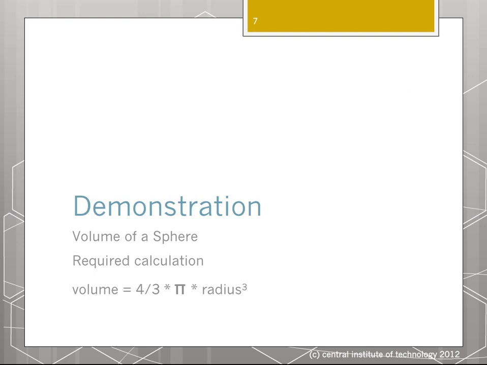So now we're ready for the demonstration, which is going to be about calculating the volume of a sphere. The required calculation is here on the slide, which is volume equals 4 divided by 3 times pi times radius cubed. This demonstration will not only use the power inbuilt method and the constant pi, but will also use the absolute method. So let's get on with it.